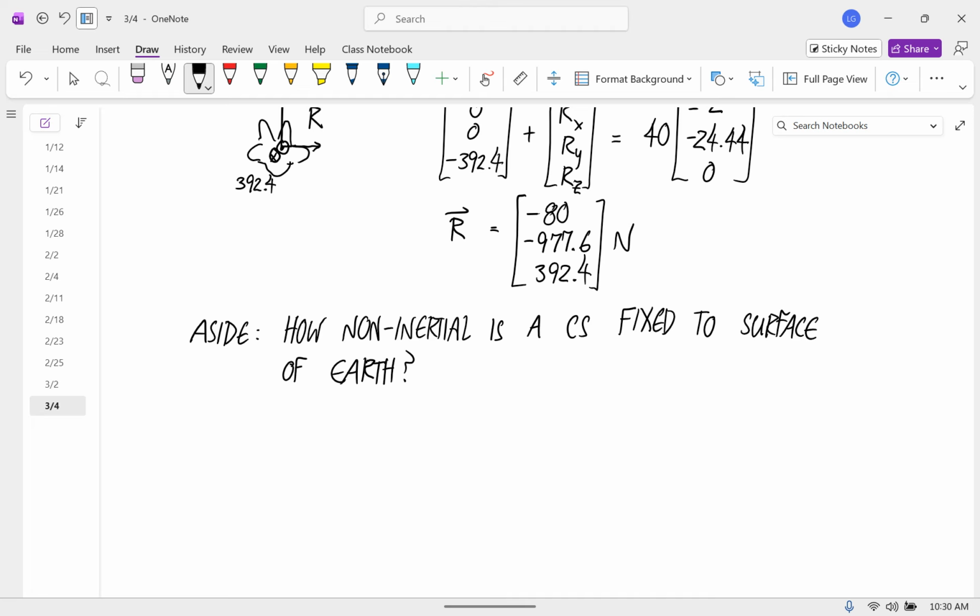So what we really want to calculate, so another way to ask this is: how much is a point on the surface of the Earth accelerating?